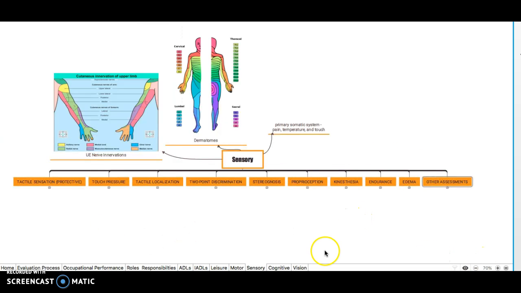In learning about sensation, we were also encouraged to study the dermatomes and myotomes and innervations throughout the body to recognize where the patient may have an impairment. So here's some helpful charts.